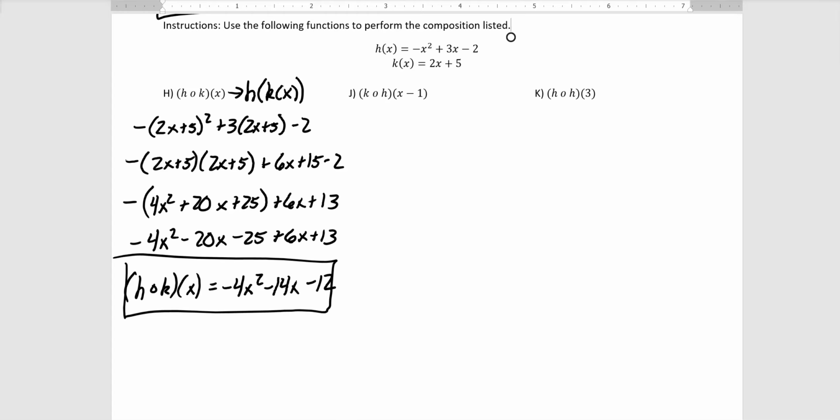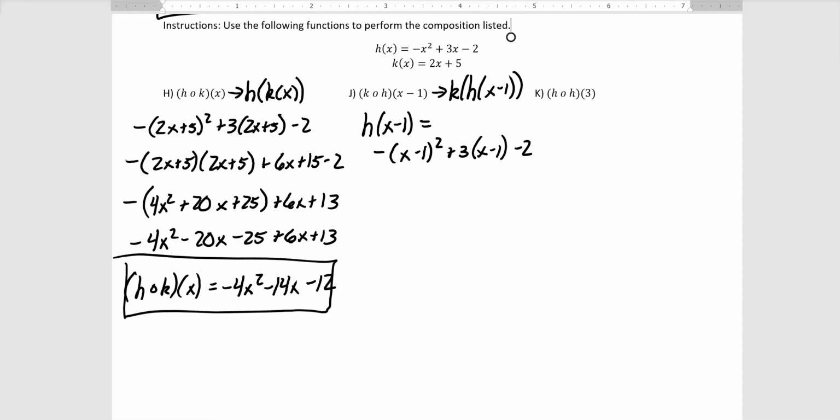All right, k of h of x minus 1. So h of x minus 1 is the first thing I need to find. So let's see here. We will have the opposite of x minus 1 squared plus 3x. Oh, plus 3 times x minus 1. Sorry, almost missed that one.